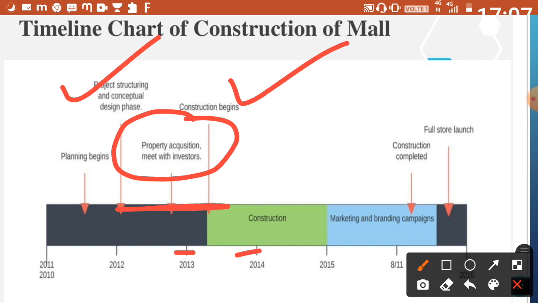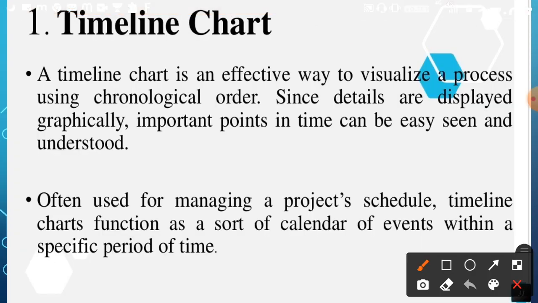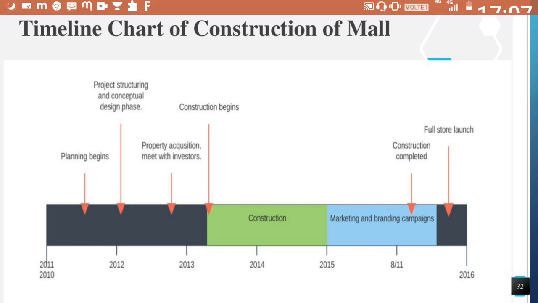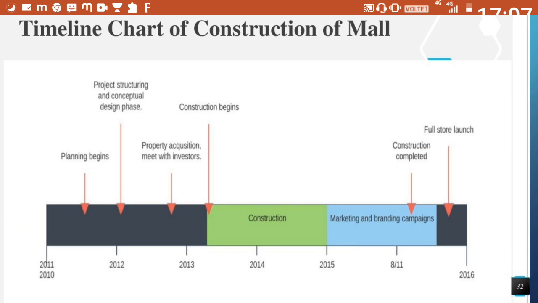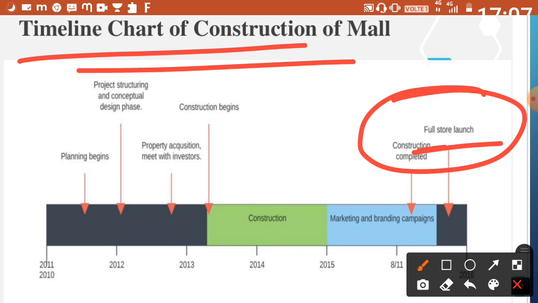Then construction completed. Construction completed 8 by 11, it's the proportion. Eight by eleven of the construction was completed. Then the full store launch. Finally the mall was ready and the mall was launched here. So this is the timeline chart of the construction of a mall.